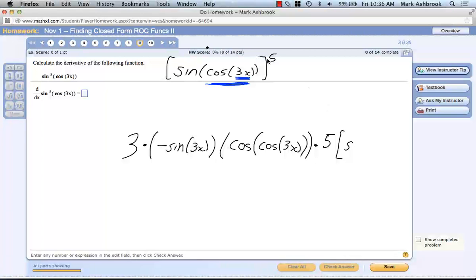Yeah, so it's going to be the power rule with respect to the input. This is the input, right? Sine, cosine 3x. So on these to the, and that's it.